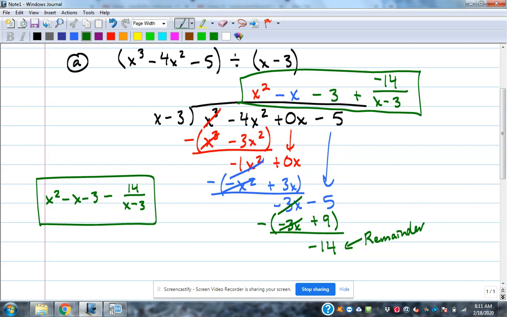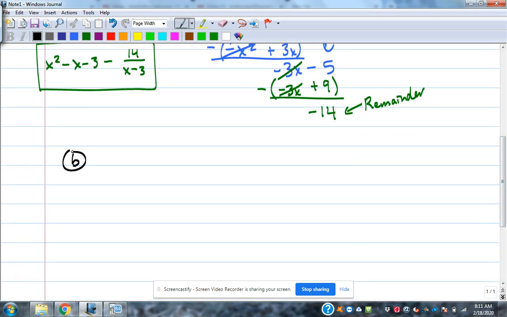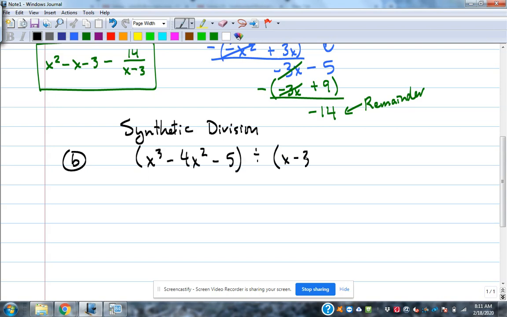Most or all of you should have seen synthetic division for sure. Hopefully enough long division in Algebra 2 to be familiar with that idea. But if we do the same problem using synthetic division, we're taking x cubed minus 4x squared minus 5 and divided by x minus 3.